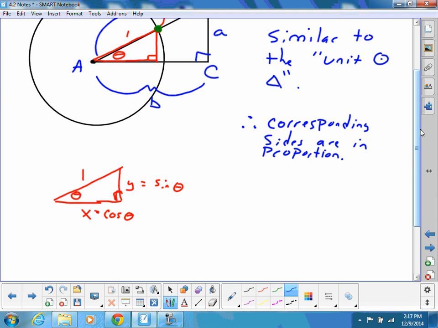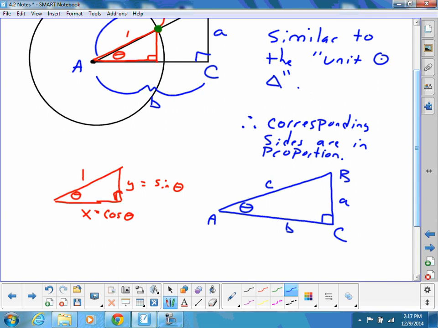Now my bigger triangle, triangle ABC, is all bigger. There's theta, that's that same angle. And then we have A, B, C. It also is a right triangle. Opposite angle A is side A, opposite angle C is side C, opposite angle B is side B.